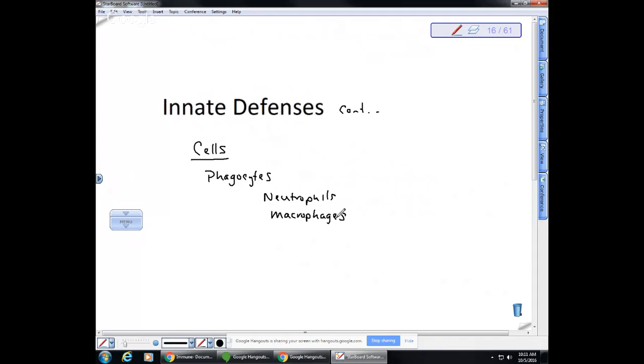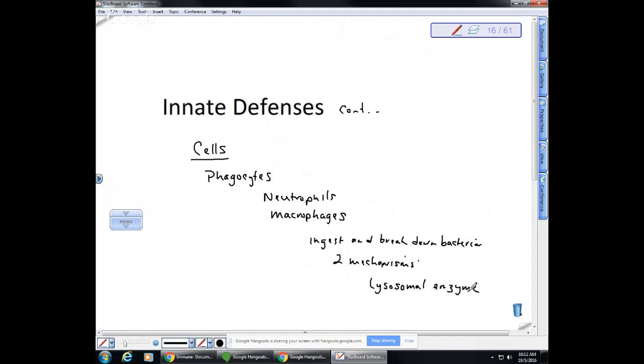So these are able to ingest and break down bacteria. There are two mechanisms that they can do this with, probably more than that, but the two main mechanisms. The first is using lysosomal enzymes. Remember that when we talked about the organelles in the eukaryotic cell in Biology 231, one of them was the lysosome. Well, if the cell can take the bacteria in, it can then digest it using the lysosomal enzymes.